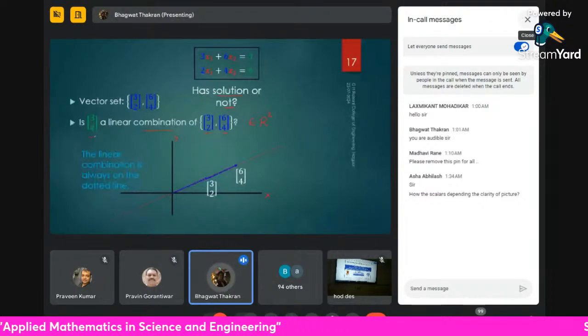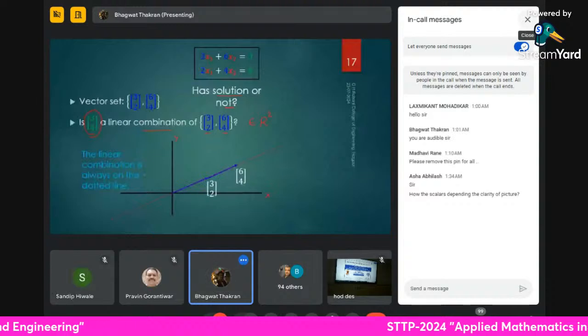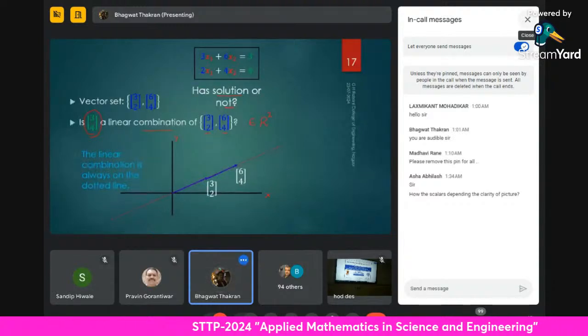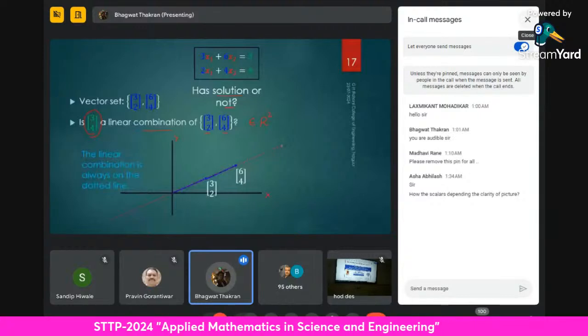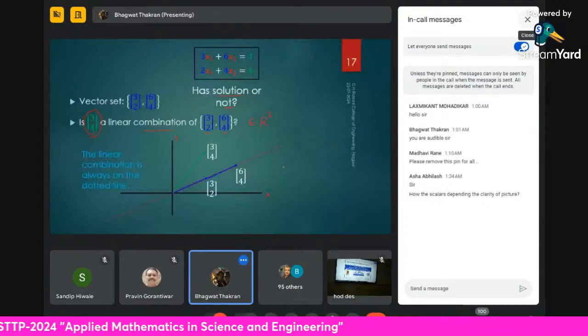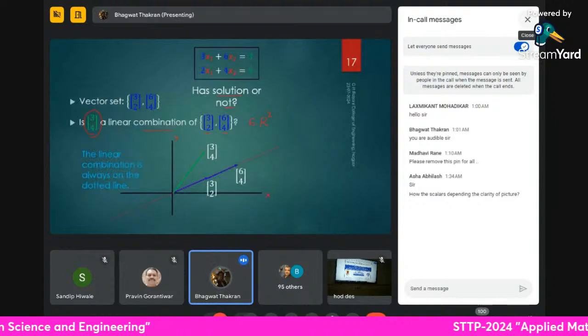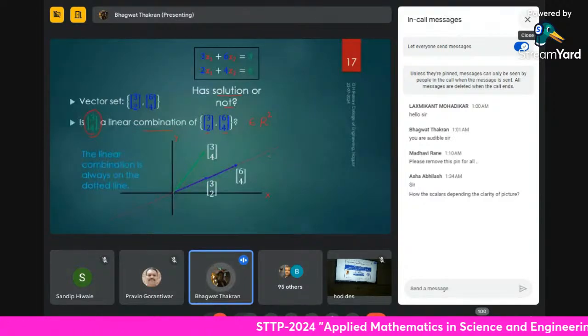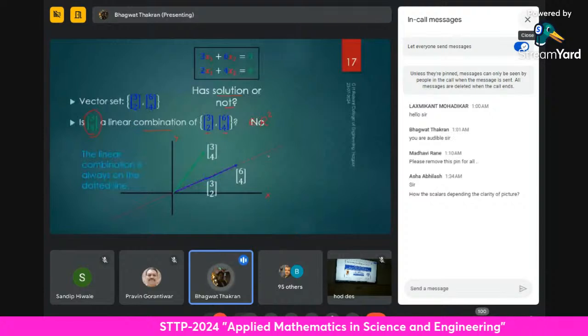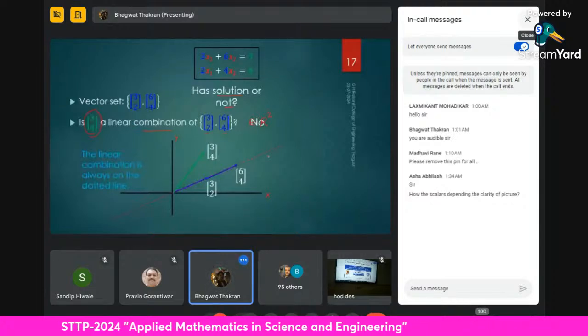Now, does this vector 3, 4 lie in the same line or not? So the linear combination is always on the dotted line. When I say linear combination, it is always on this dotted line. Now see, this vector 3, 4 is not on this dotted line. So yes, I can say that it does not have a solution. It can never have a solution.